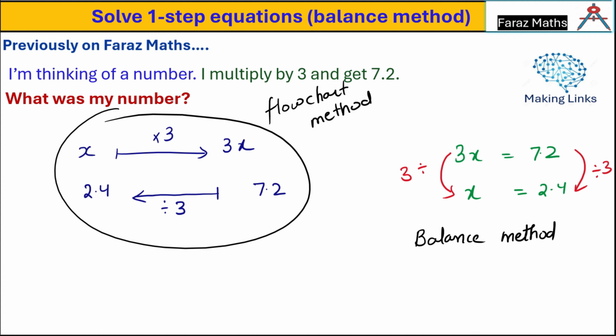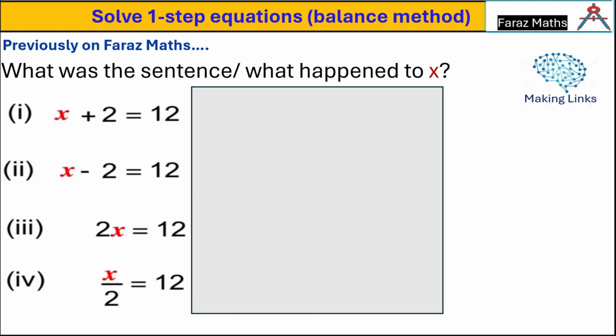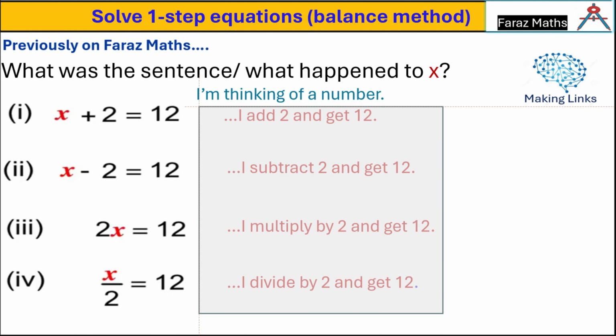So in this video, you are not given the puzzle like this: I am thinking of a number, I multiply by 3 and get 7.2. Here in this video, you may be given these types of equations, 3x equals 7.2. Pause the video and tell me what happened to x in each of these cases. Say a sentence out loud, "I am thinking of a number," and finish off each of these four cases.